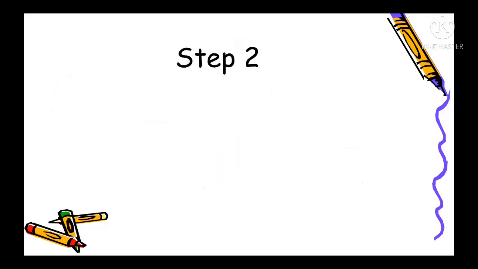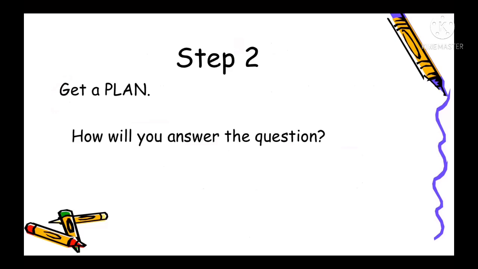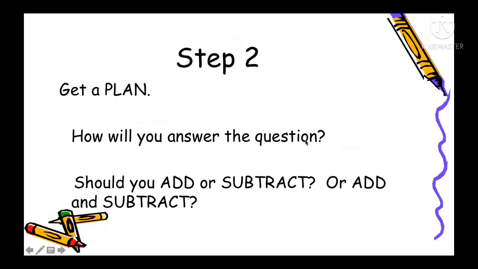Step 2, again, get a plan. Am I right? Get a plan. So how will you answer the question? So here, should you add or subtract? Or add and subtract? Since our lesson is the combination of addition and subtraction, we will choose this, obviously. Okay? So our plan is to add and subtract, or to subtract and to add. It depends on the problem. All right, so it's getting more tricky now.